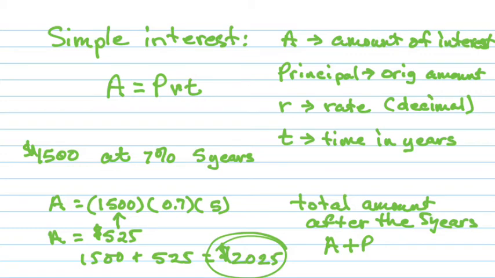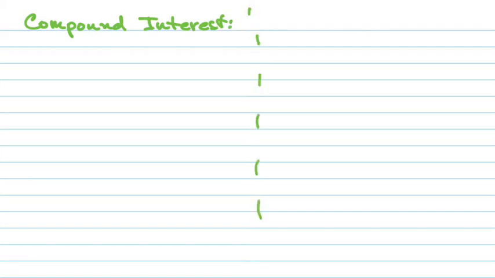Looks good? Okay? Now, the other one we're going to talk about involves a slightly different formula, and that's compound interest. And I want to talk a little bit about the difference between the two. If you're dealing with simple interest, it doesn't matter how long you keep it in there, you only get the interest paid one time. Right?